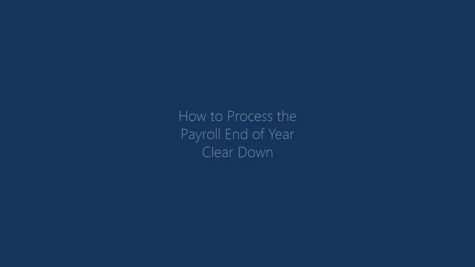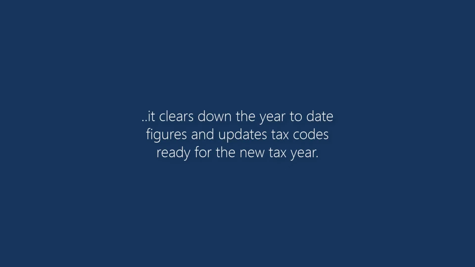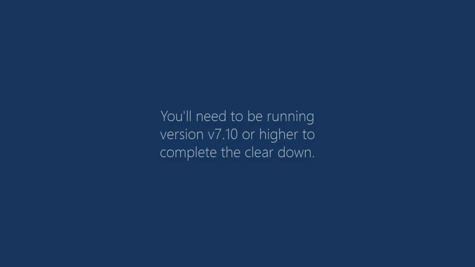In this short video we'll cover how to process the payroll end-of-year clear-down. This process must be completed before opening any pay cycle in the new tax year. It clears down the year-to-date figures and updates tax codes ready for the new tax year. You'll need to be running version V710 or higher to complete the clear-down.